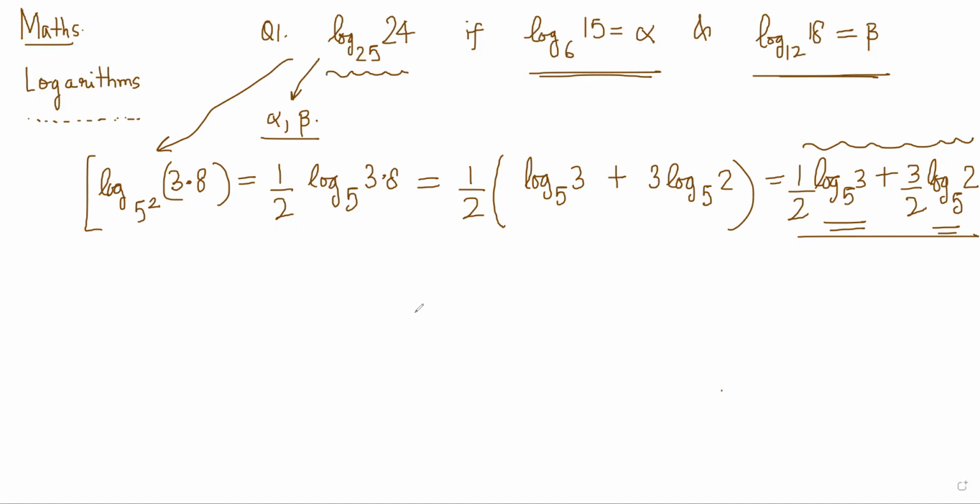Wait, log 3 by 5 is like the ratio of 6 by 15. Okay, but ratio doesn't help us. How does ratio help? If we factor out 3, then it could help, I guess. So now think about this and try to convert this. How will you use this information to find out log 5 base 3 and log 2 base 5? Okay.